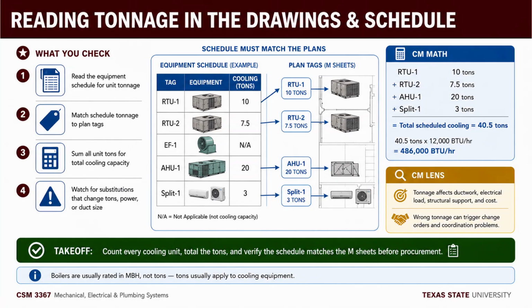Quiz alert. SHGC equals solar heat gain coefficient, the fraction of solar energy striking the glass that enters the space, from 0 to 1. Lower is better for cooling. U factor covers conduction. SHGC covers solar. Two different jobs, two different numbers. Now orientation. This is my favorite part of this topic because it's pure geometry and it explains so much of what you see in real buildings.